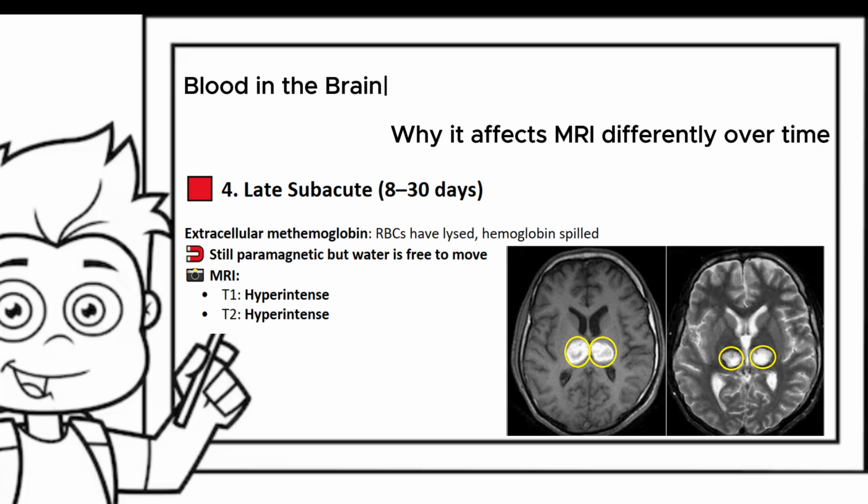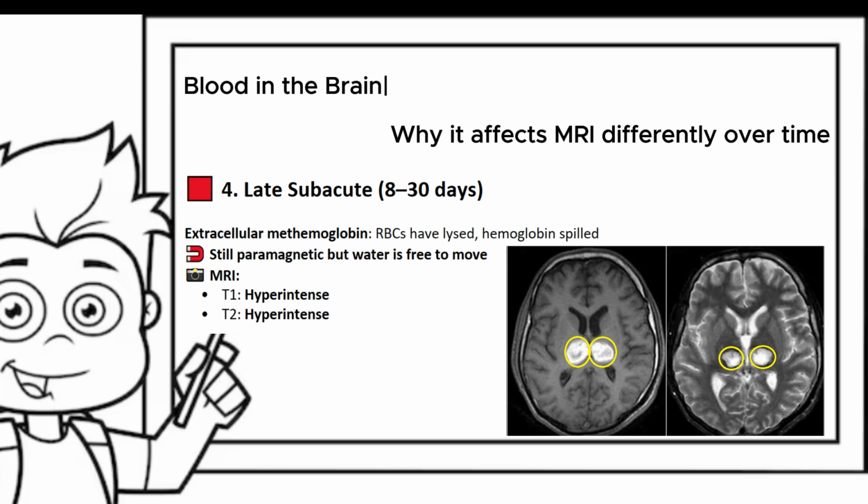So, between 8 days to 30 days, that is after 1 week to less than 1 month, you have T1 being hyperintense because methemoglobin has spilled out and methemoglobin is highly paramagnetic, and T2 becomes hyperintense because we have spillage of content outside and free flow of water has resumed.